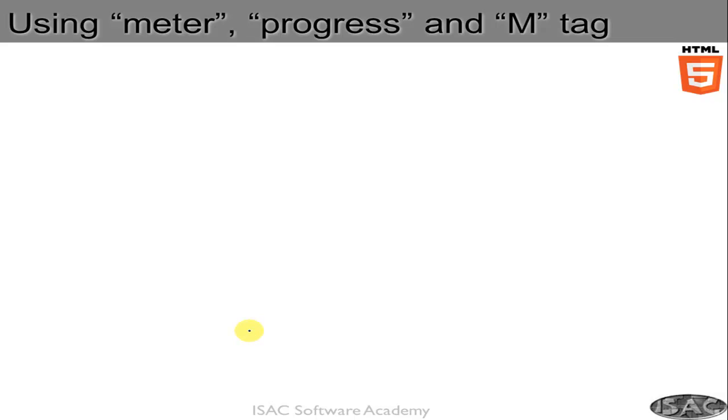Now let us develop one HTML page using the meter, progress and capital M tags, and we will see how we can use these new tags in creating a new HTML5 page.